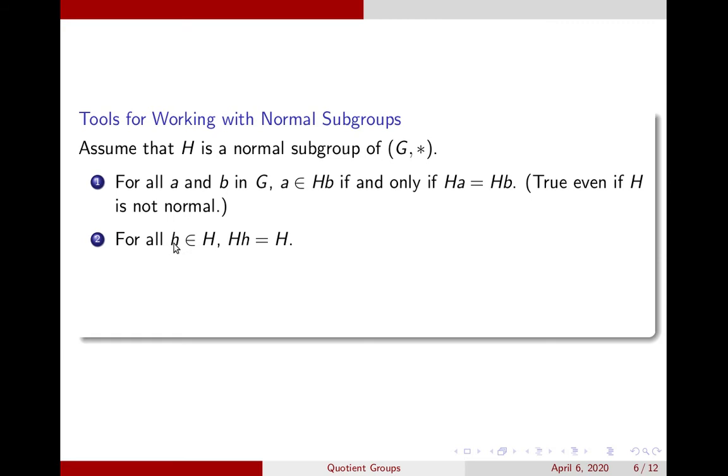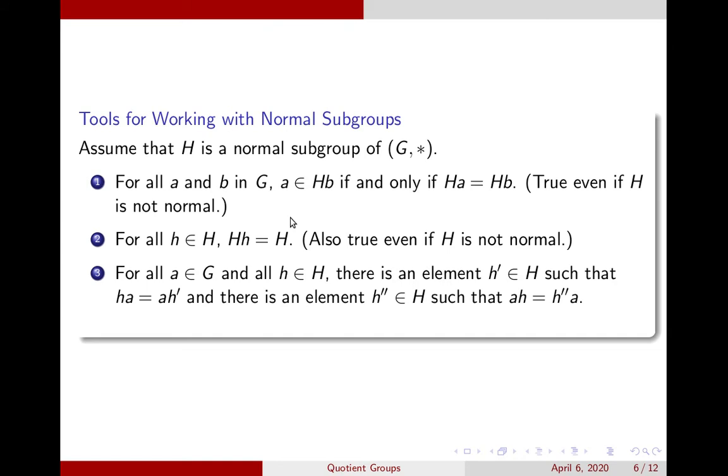And also this: for every element little h of the subgroup capital H, the right coset of capital H determined by little h will be capital H. This is something that we also knew was true for any subgroup, not just normal subgroups. The last tool is the only one that depends on the subgroup H being normal. Okay, so for every A in G, and for every little h in capital H, there is some element h prime of capital H for which h times A is A times h prime.